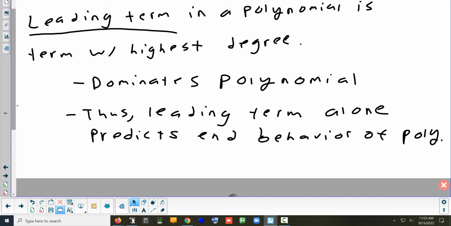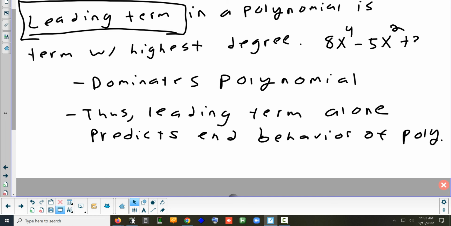And that leading term, it is called the leading term, but it has a special name. So if you write something like 8x to the fourth minus 5x squared plus 3x minus 2, this is your leading term, 8x to the fourth. What would the end behavior be of that? Up. What do you mean by dominates the polynomial? It controls what the polynomial is going to look like.